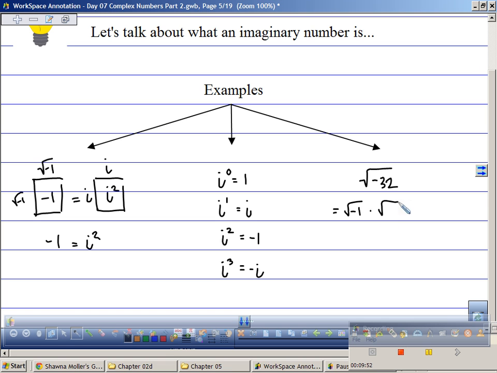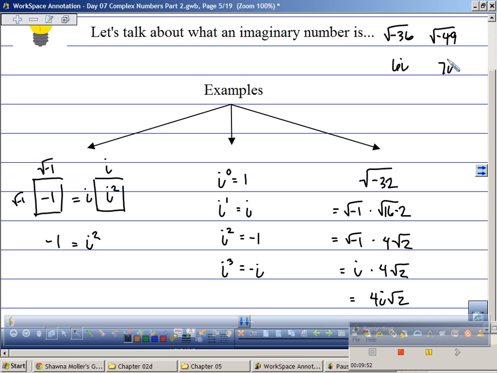The square root of negative 1 times 16 times 2, times 4 root 2. This is really i, correct? Or 4i root 2. Let's do something a little bit easier. What would this be? 6i. What would this be? What would this be? You guys getting it?